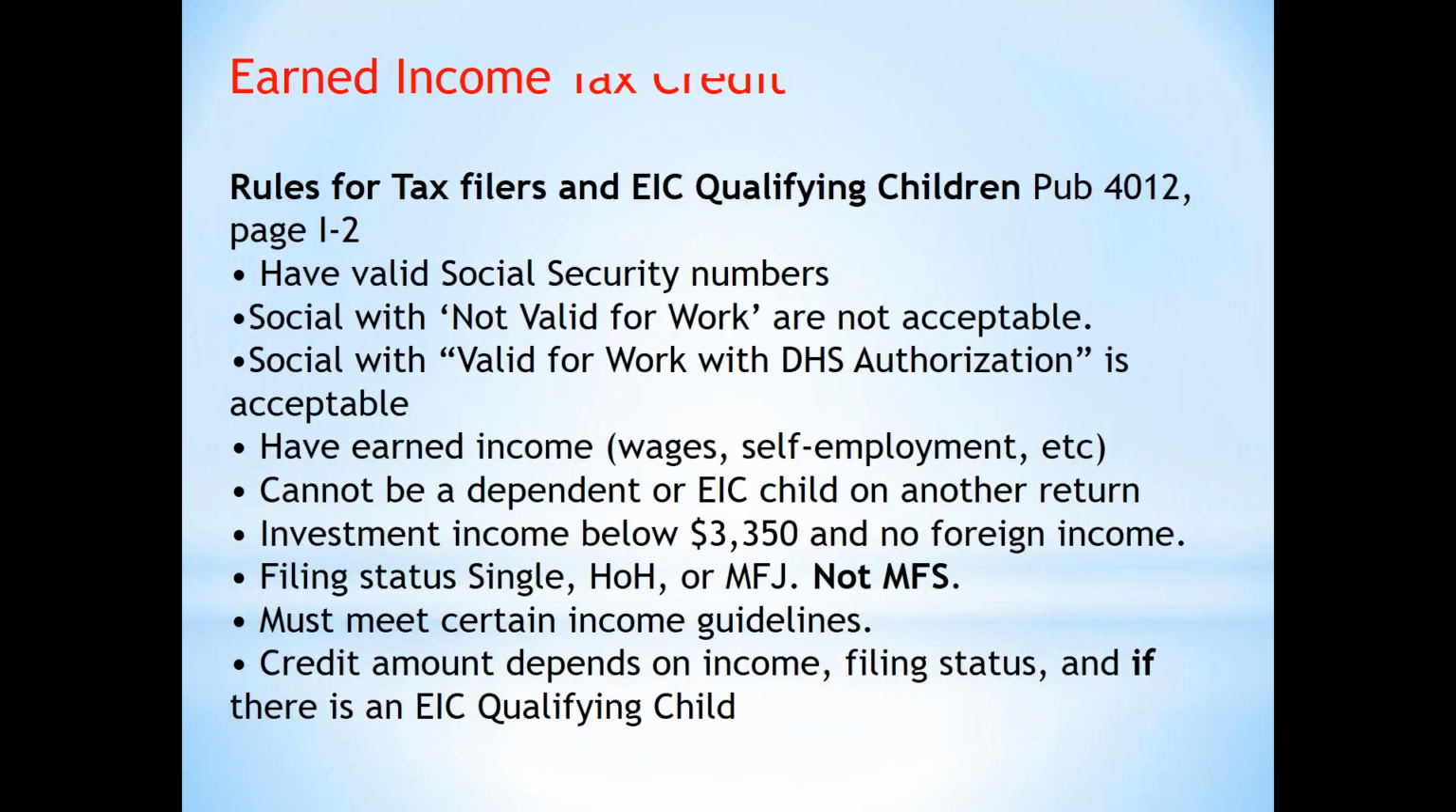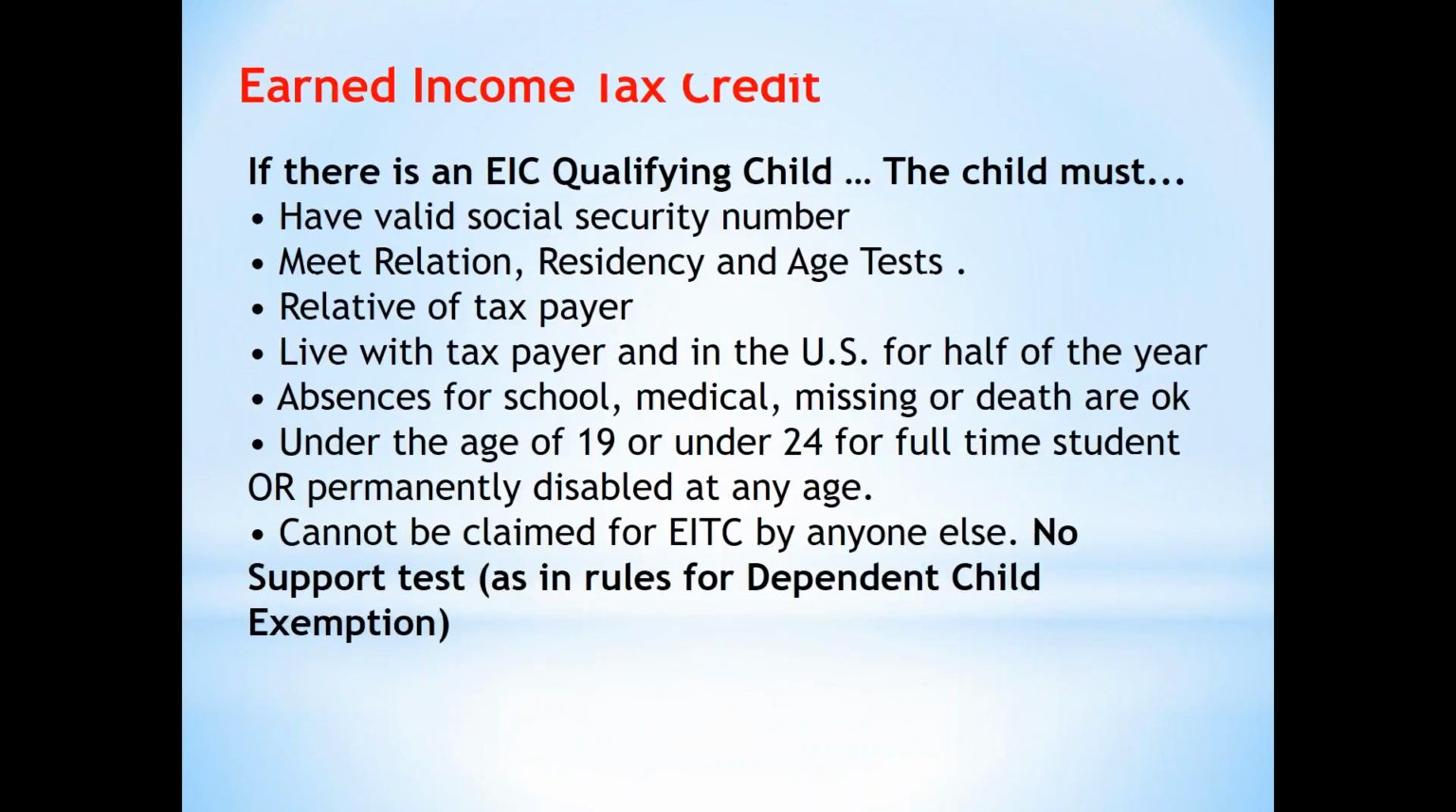But as long as you follow that 4012 material and really get used to the different residency, age, and relationship tests, then it should be pretty easy. Again, you'll want to make sure that the dependent has a valid Social Security number and is related to the person that's filing for them. If they're not related, that's okay, they can be filed for, but they had to have been in the home for all 12 months and no one else can be claiming them as well.